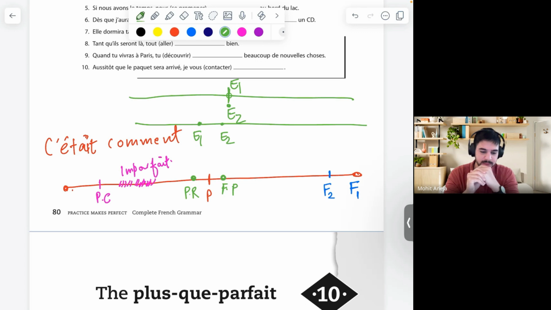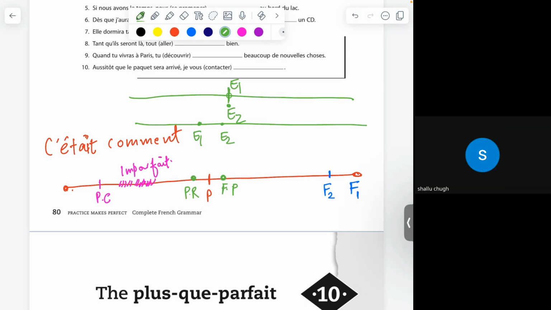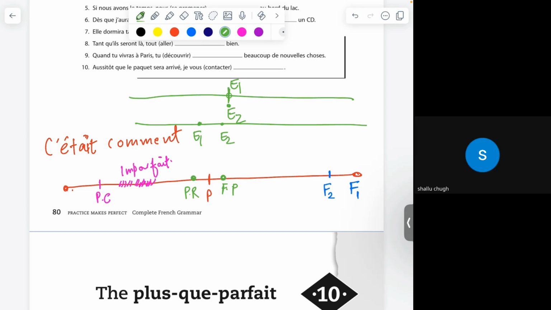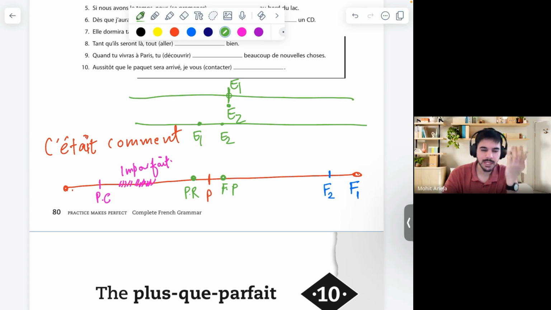Shalu, any doubts? No, sir. Can you form a sentence with another scenario? For example, he had done his homework when the teacher asked for it. He had already done his homework before the teacher asked for it. So are these events simultaneously occurring, or are they one after the other? One is before and one is after.